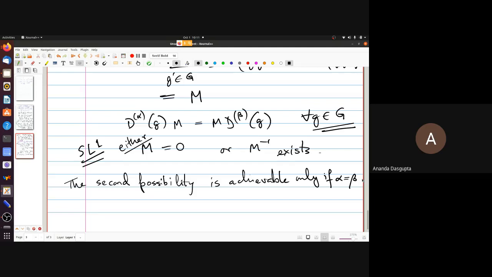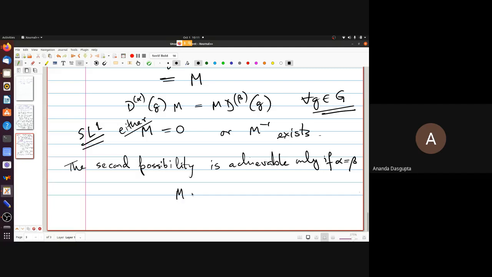then unless alpha is equal to beta, the second possibility that M inverse exists cannot be correct. That means if alpha is not equal to beta, this M must be 0. So what does that tell you? It tells you first of all, M must have a delta alpha beta factor. If alpha and beta are different, it has to be 0. But if alpha and beta are identical, then comes Schur's lemma 2. If alpha and beta are identical, you are saying M is a matrix which commutes with all the D alphas, right? Is it okay?